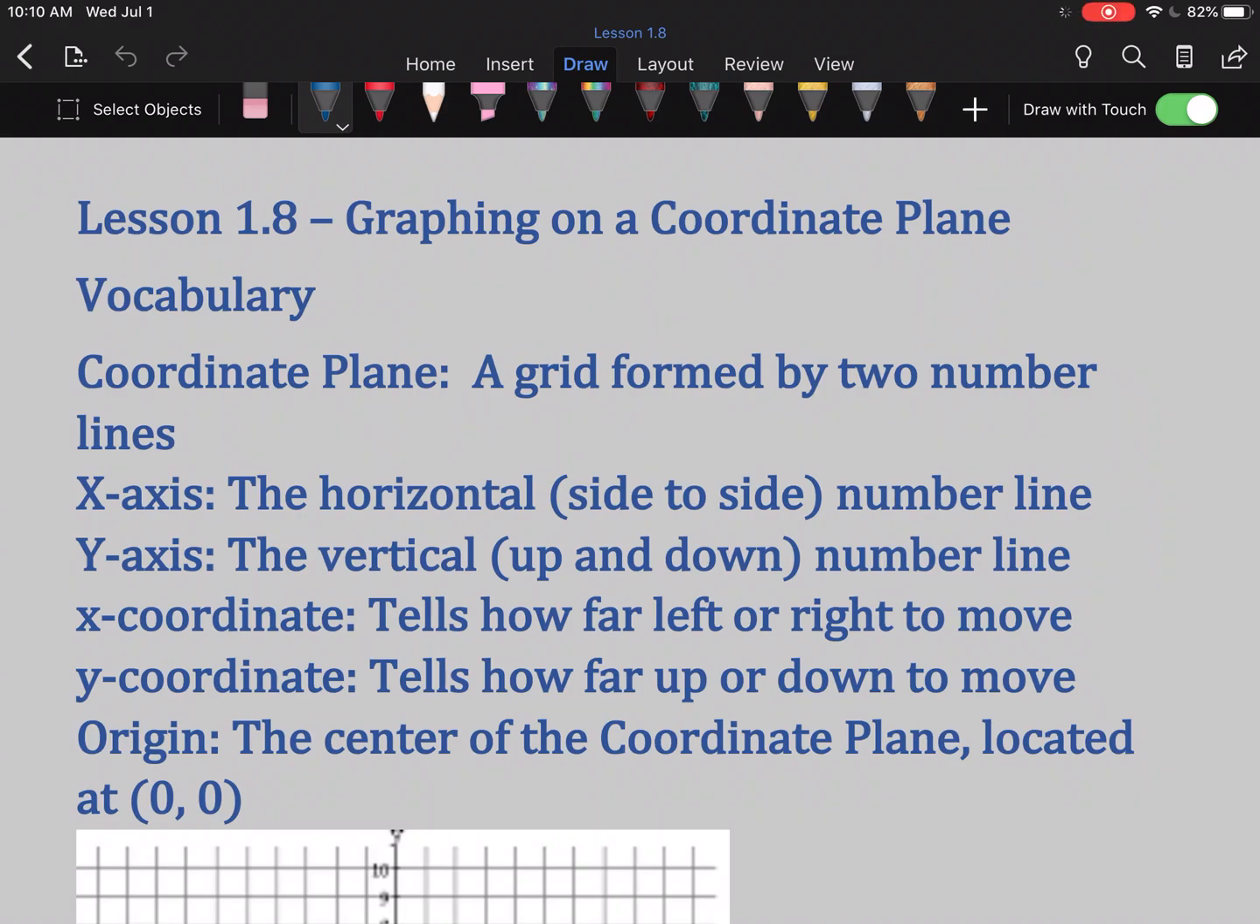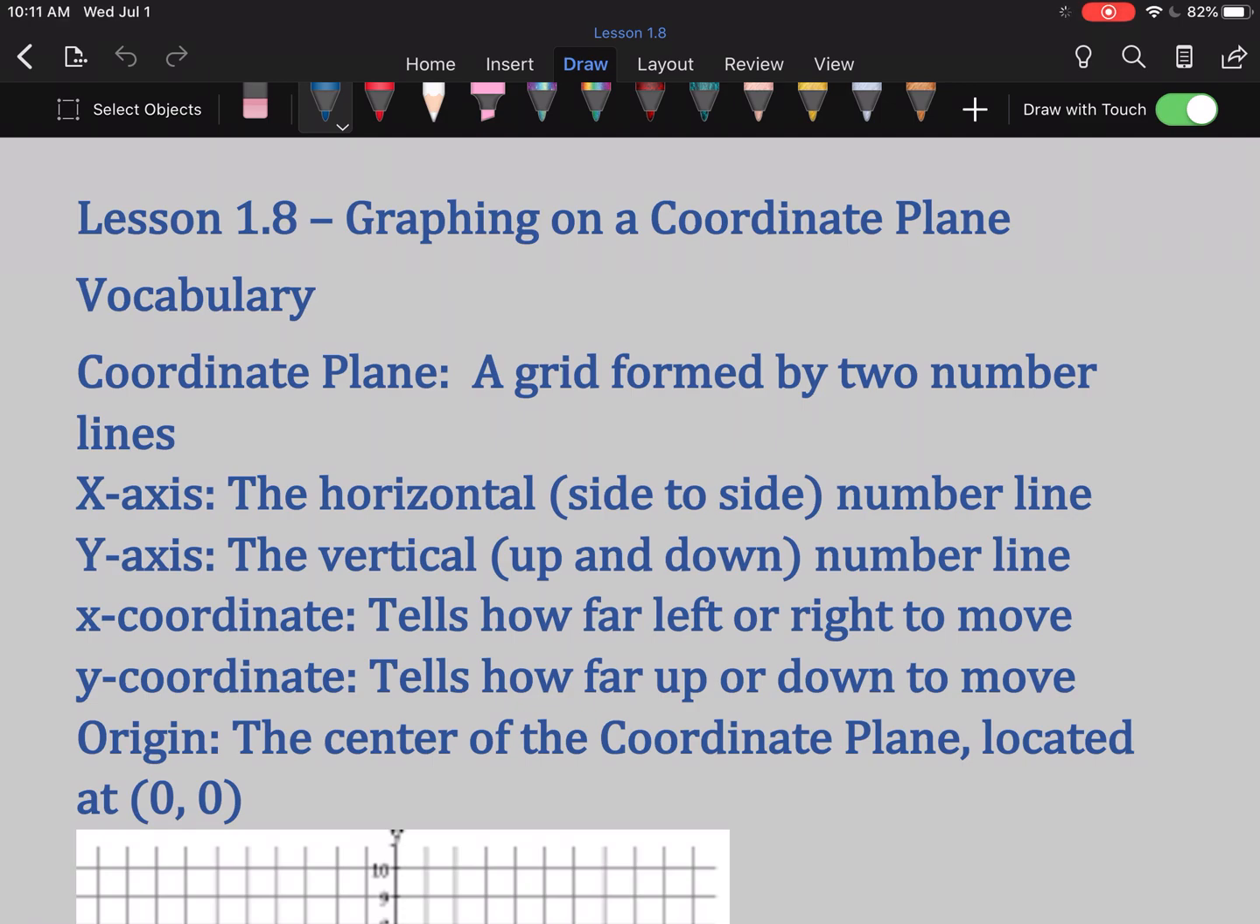Last lesson, chapter 1, graphing on the coordinate plane. So a coordinate plane, as a review, is a grid formed by two number lines. The x-axis is what we call the horizontal or left to right number line, and the y-axis is what we call the vertical or the up and down number line.